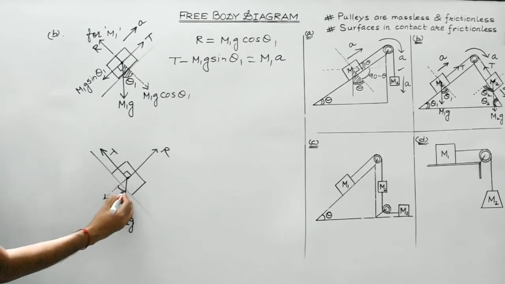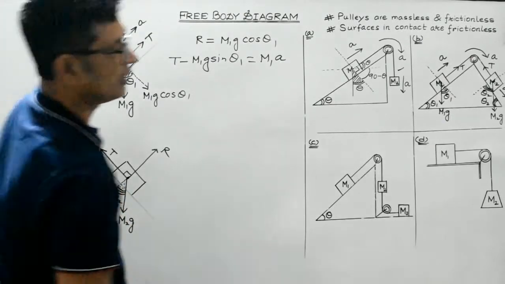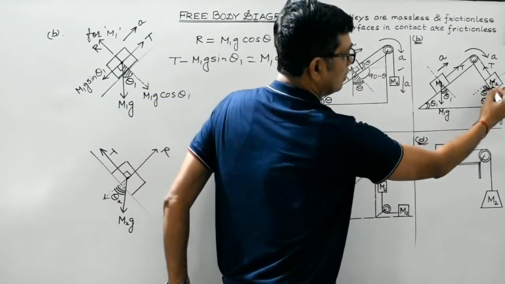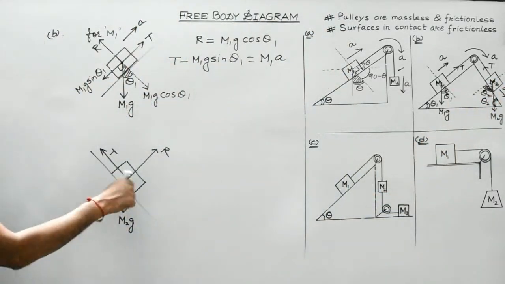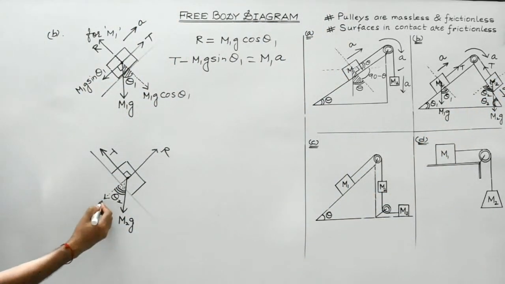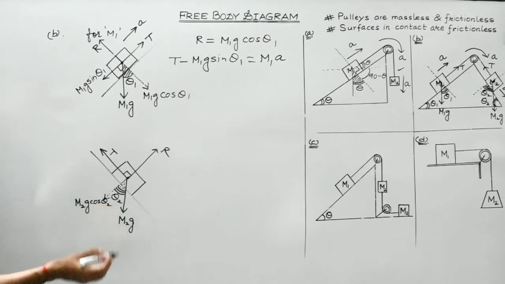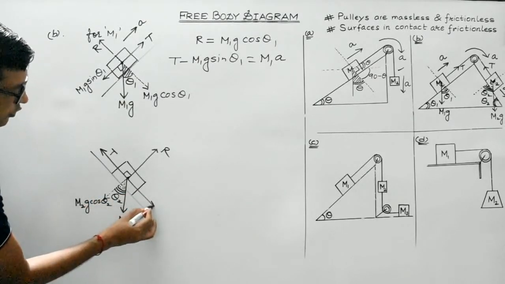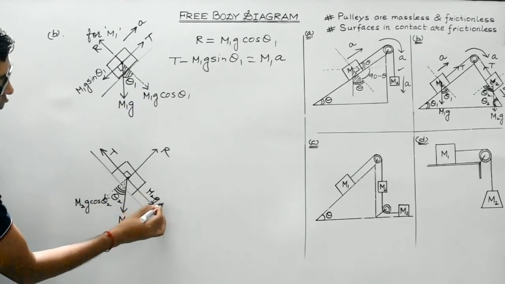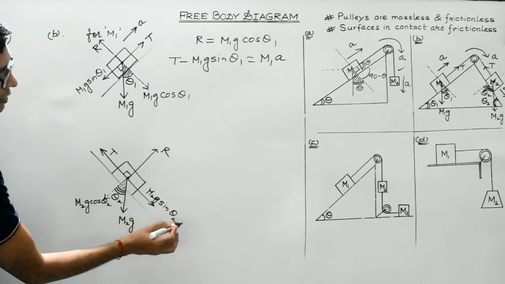This is angle theta 2. I'm talking about this angle, this one, theta 2. So M2G can be resolved into two components. This component would be M2G cos theta 2, while this component would be M2G sin theta 2.